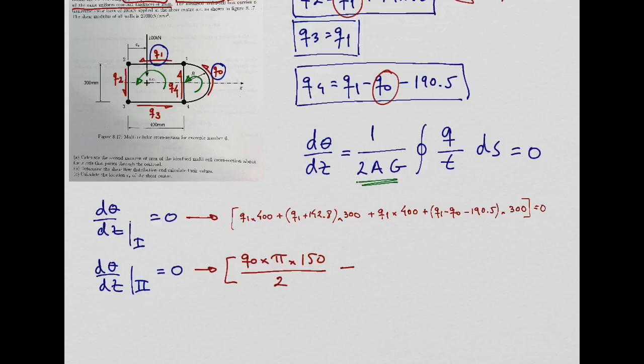Now we have Q4, which is Q1 minus Q0 minus 190.5 times the length, which is 300, over the thickness, which is 2. And that's all we have in cell number 2. This needs to be equal to 0, because our transverse shear force is located at the shear center, and cell number 2 will not rotate in that case. Are you guys following this or not?